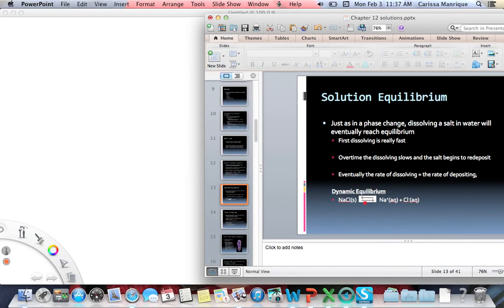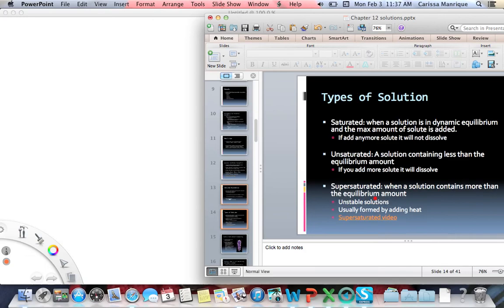Okay, and we'll go more into this right now. There's different types of solution. There's a saturated solution. This is whenever you've mixed the exact amount that it could dissolve.